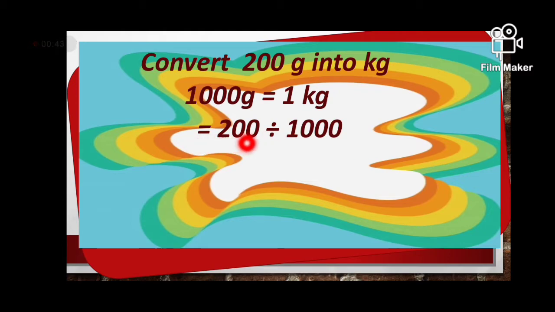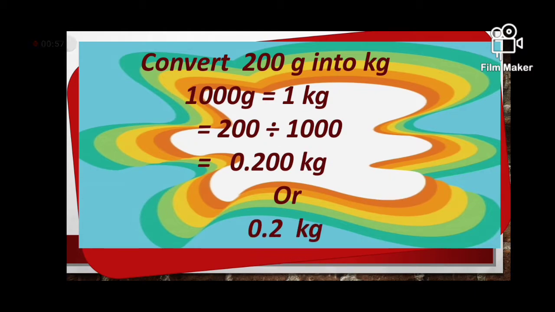So 200 divided by 1000 is equal to 0.200 kilogram, and we can write it as 0.2 kilogram because there is no value of these zeros after the decimal. So the answer is 0.2 kilogram.